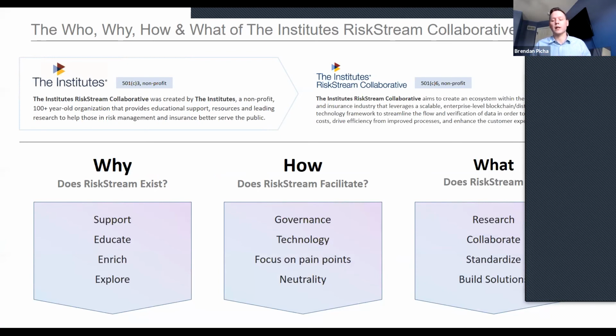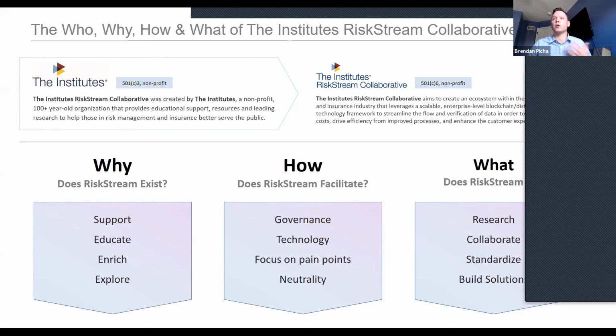They wanted to do something about it. They wanted to explore it and figure out if it could be used for the insurance industry. And that essentially was the beginning of the Institutes' RiskStream Collaborative. And we were created to support the industry in its research, exploration, and development of network-based technologies.